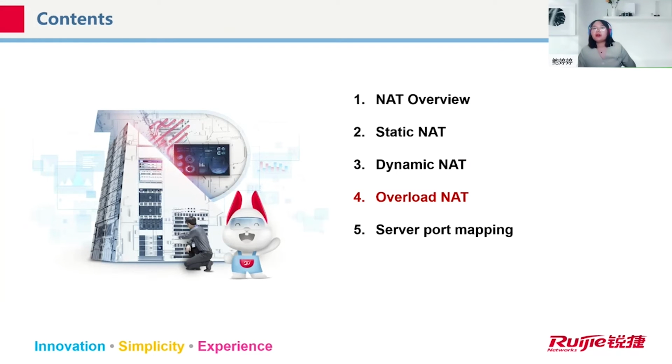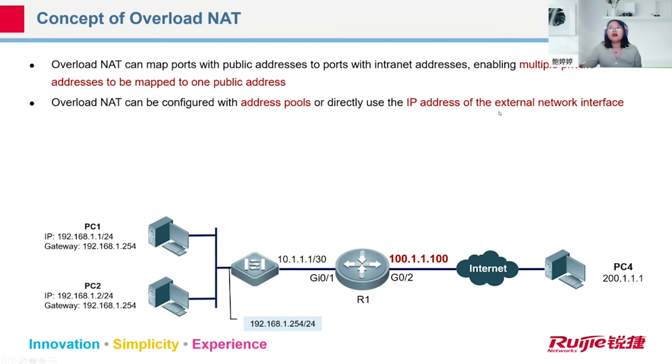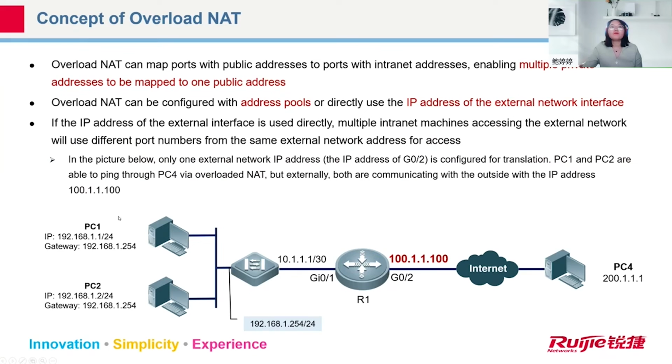But in more scenarios, we hope that one public IP address or maybe two public IP addresses can be used for multiple terminals or multiple applications. So in this scenario, we also translate the port information, and the technology we call is overload. The configuration is very similar to dynamic NAT. We want multiple private IP addresses to be mapped to one public address. For example, PC1 and PC2 want to visit PC4, but we only have the public IP address 100.1.1.100.